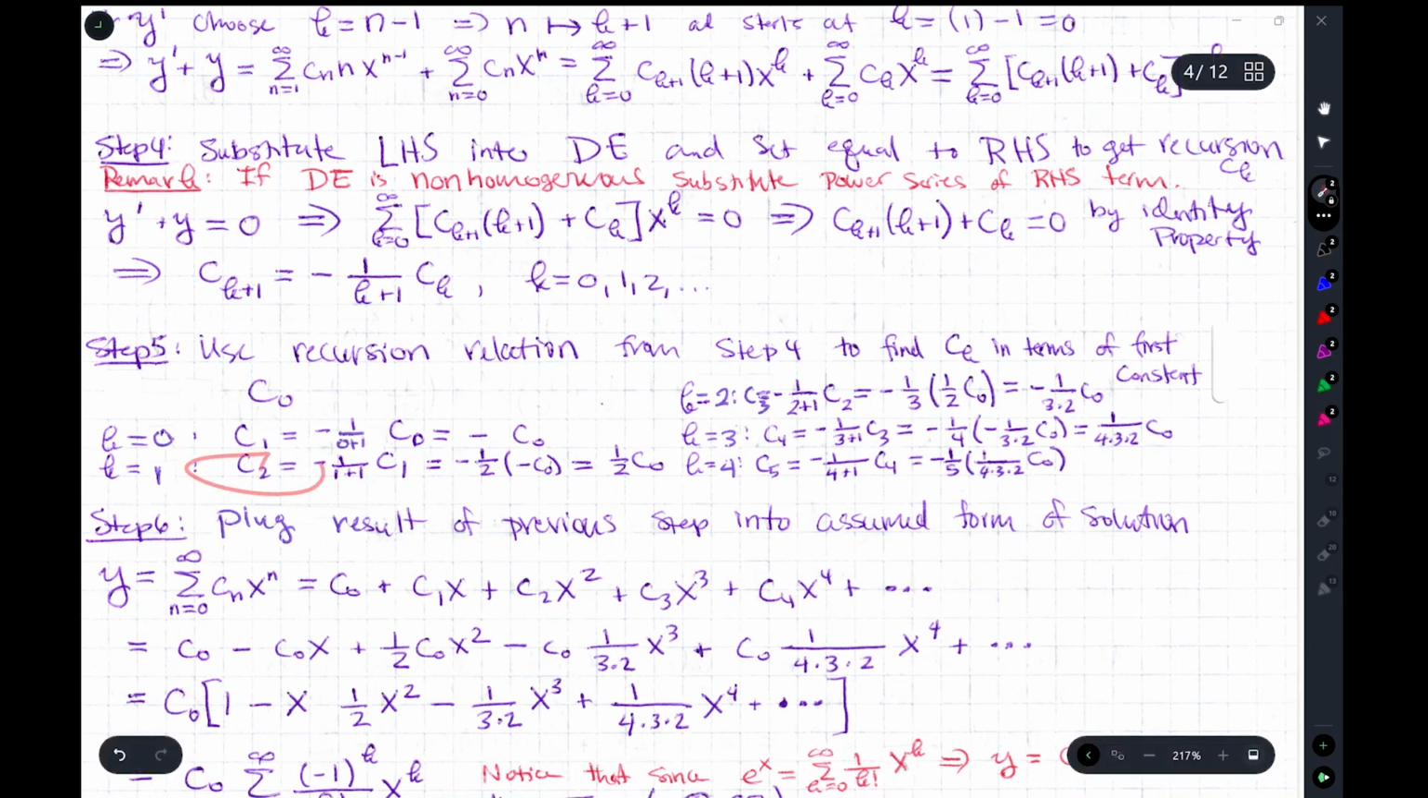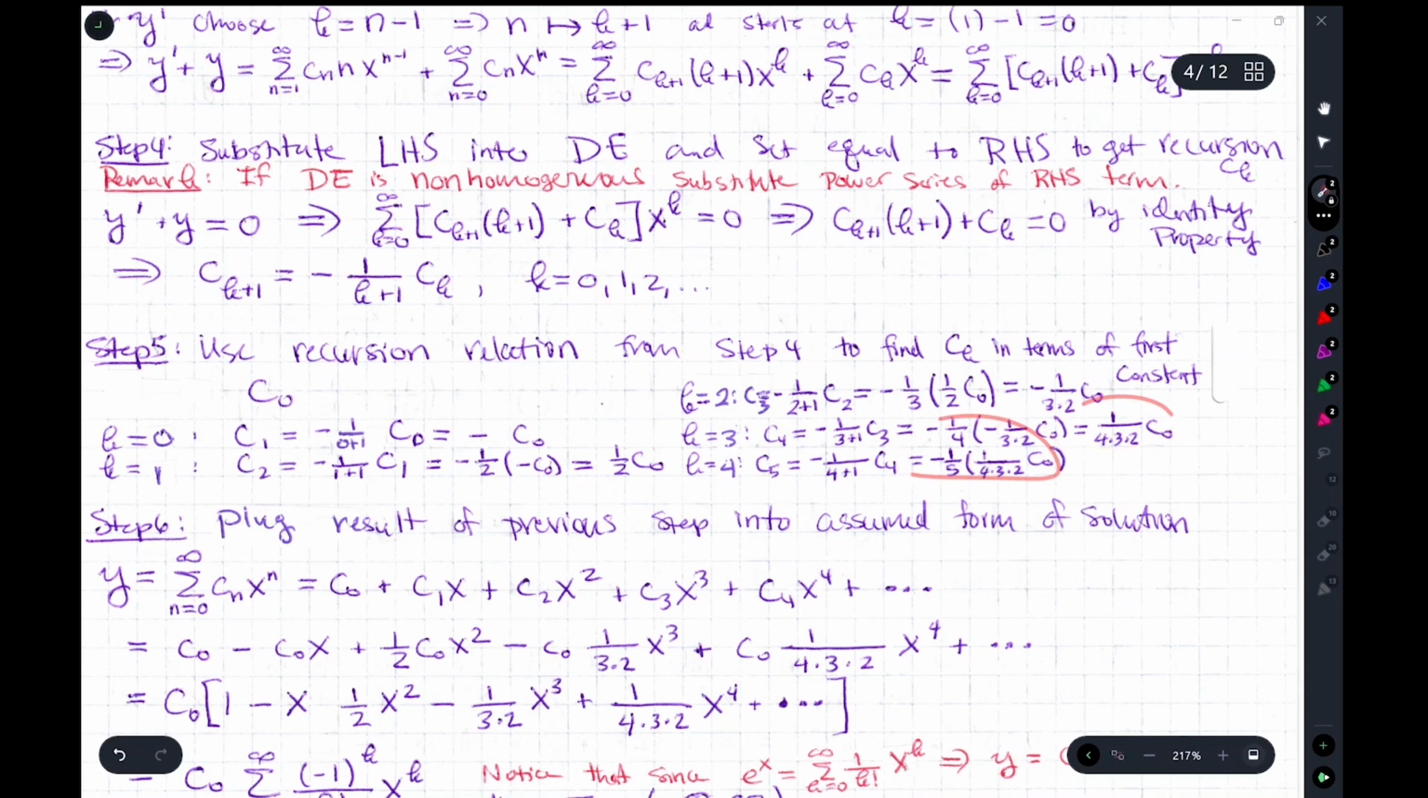And then I go to k equals 1, or to get C2, and I say, all right, I'm going to plug in k equals 1. I get this with C1 there, using the current recurrence relation. And then I plug in what I have for C1, which is negative C naught, and I get this. And I keep doing this, okay?